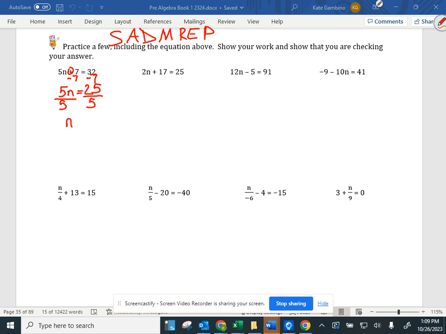No, because anytime we see a variable without a number in front of it, what number do we know is there, Claire? The 1, because 1 times n is n. 1 times any number is just the number. So this is important to know because it's going to come up in future objectives. When you see a variable by itself, we know there's a 1 in front of it. Now we have 25 divided by 5 equals what, Henry? 5.